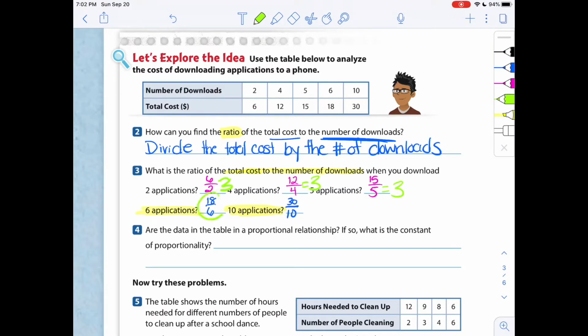Go ahead and pause the video and check to see if 6 applications and 10 applications also equal 3. 18 divided by 6 equals 3, and 30 divided by 10 equals 3. So yes, this is a proportional relationship.